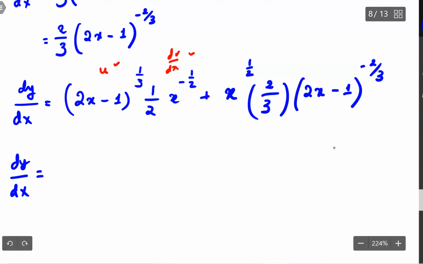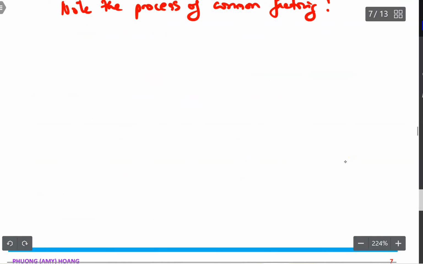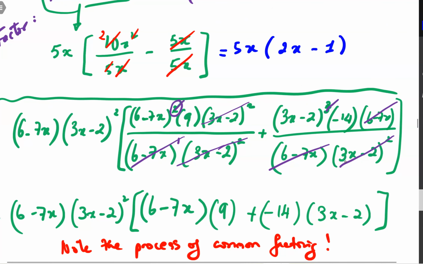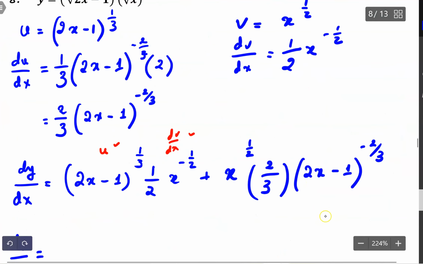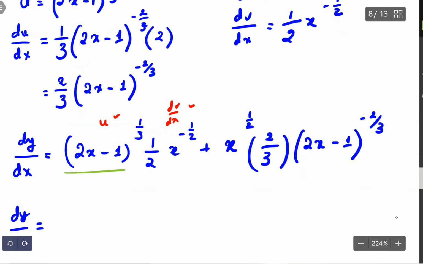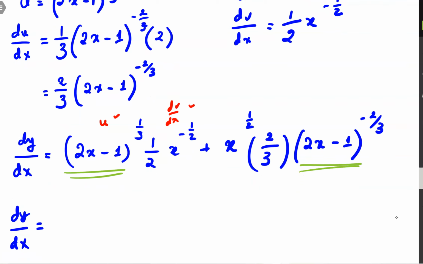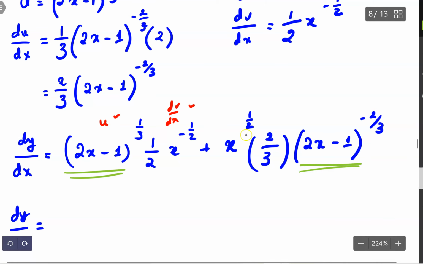Okay, so how do we factor this? Go back to the idea of factoring that I have shown everyone above. When you do a common factor, you actually divide your common factor into each expression inside the bracket. So if I have 2x minus 1 to the 1/3, and 2x minus 1 to the negative 2/3, ask yourself this question: 1/3 and negative 2/3, which exponent is smaller? Obviously, it's negative 2/3.